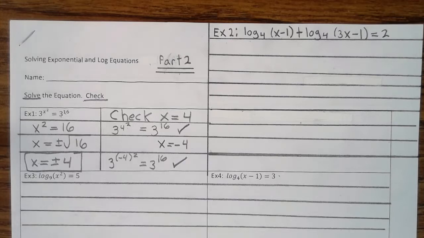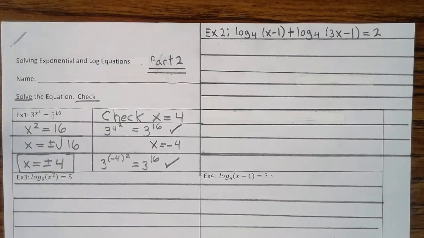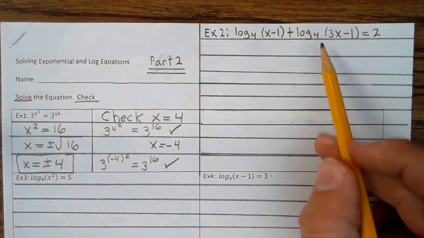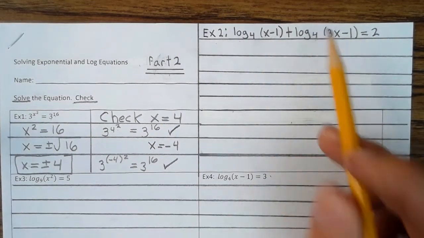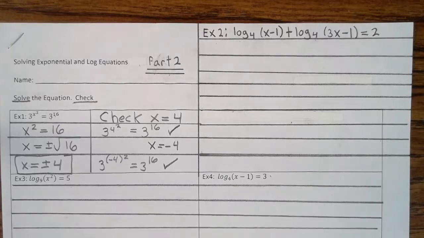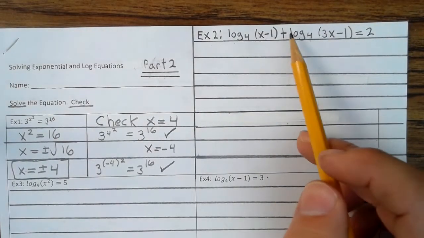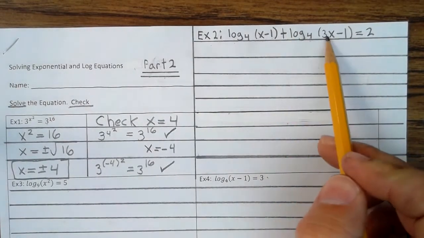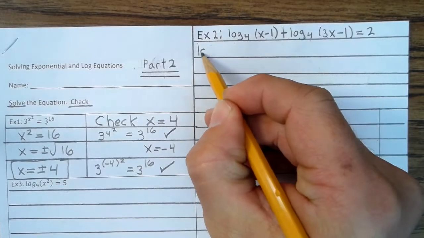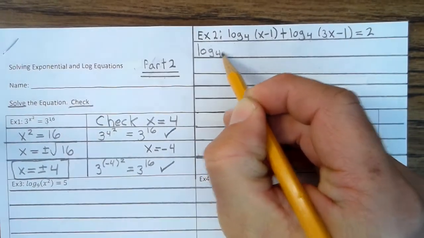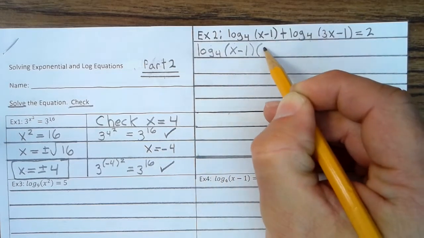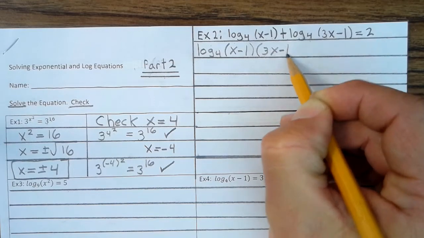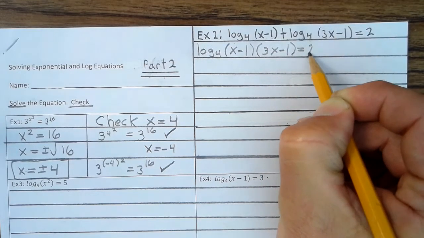So that bell tells us we need to move on to example 2. So let's move on to example 2. All right. So one change also is that this says 3 on your paper, but if you would change it to a 4, please. So now they have the same base. Okay. All right. So in example 2, we're seeing that we're adding. So we know that we multiply here. So that becomes log base 4 of x minus 1 times 3x minus 1 equal to 2.